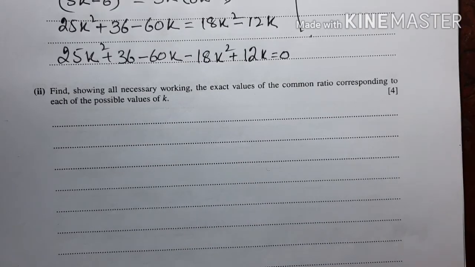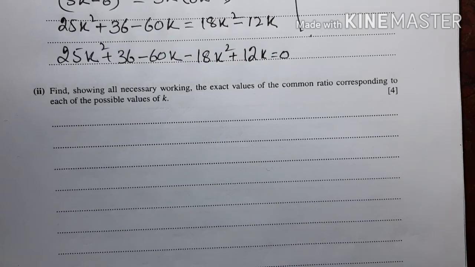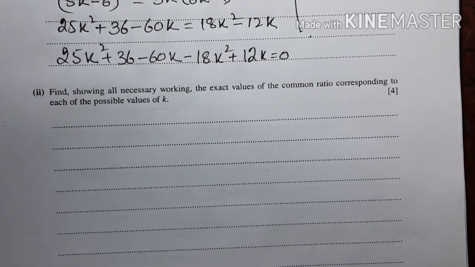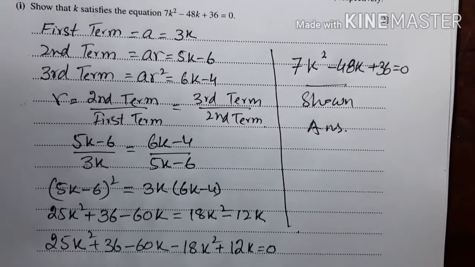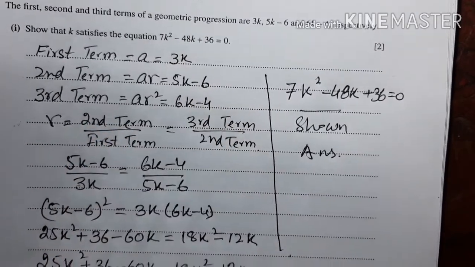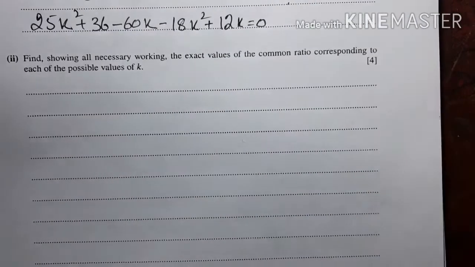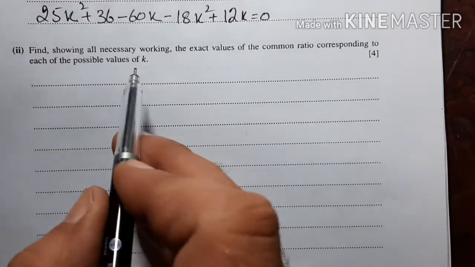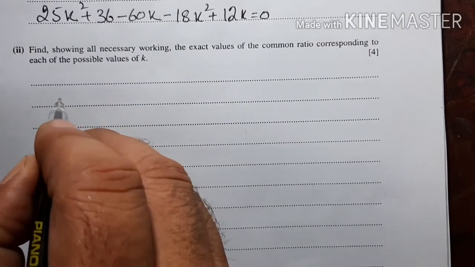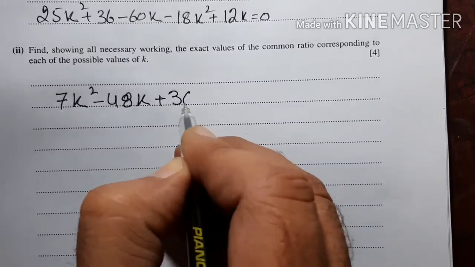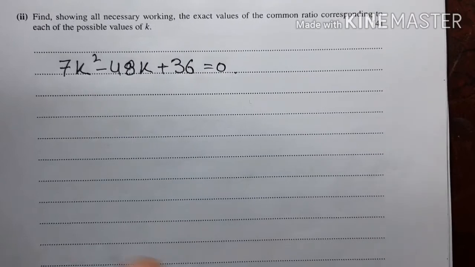Now part 2 says: find, showing all your necessary working, the exact value of the common ratio corresponding to each possible value of k. Okay, so we got this equation from the first part. I'll solve it to find the values of k. So I got this equation 7k square minus 48k plus 36 is equal to 0. I will solve it.